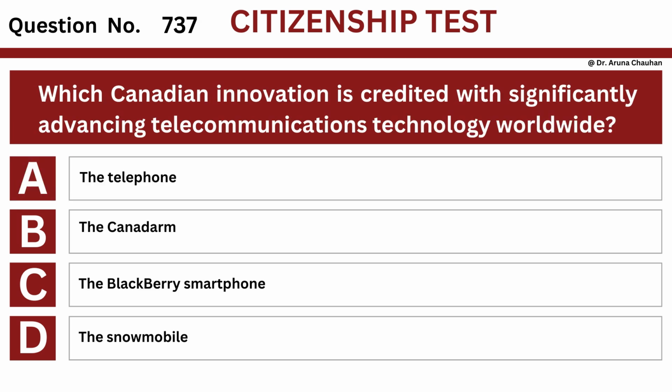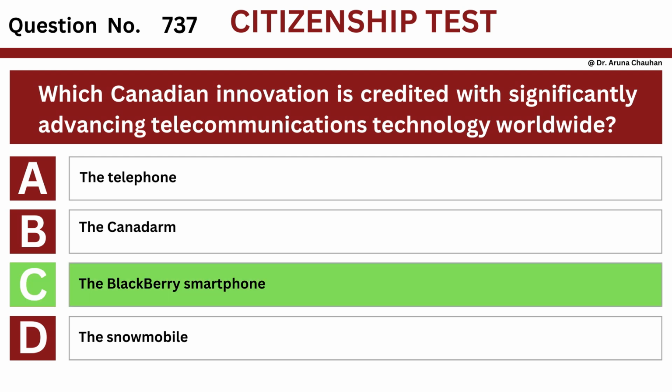Question number 737. Question: Which Canadian innovation is credited with significantly advancing telecommunications technology worldwide? Option A: the telephone. Option B: the Canadarm. Option C: the BlackBerry smartphone. Option D: the snowmobile. The answer is option C: the BlackBerry smartphone.